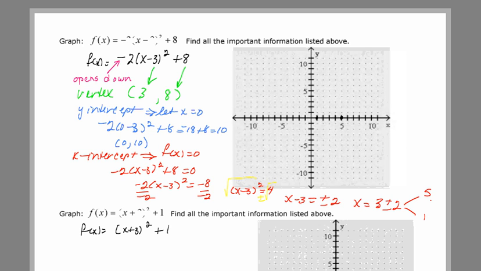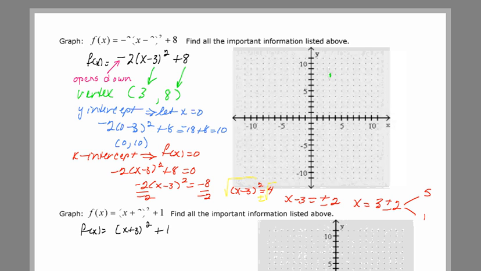Obviously, they're not that easy to find. They involve us having to work through solving quadratic equations. And this is one type of technique we can use to solve that quadratic equation. Now let's look at graphing this out. Let's first plot the vertex. So the vertex is (3, 8), so I'll go over 3 and up 8 and plot that vertex.